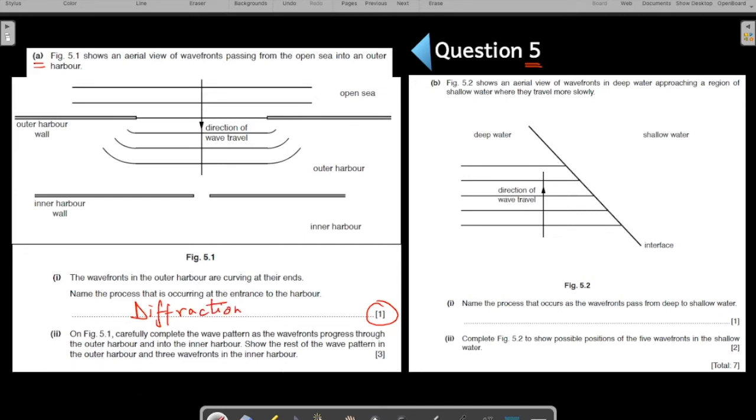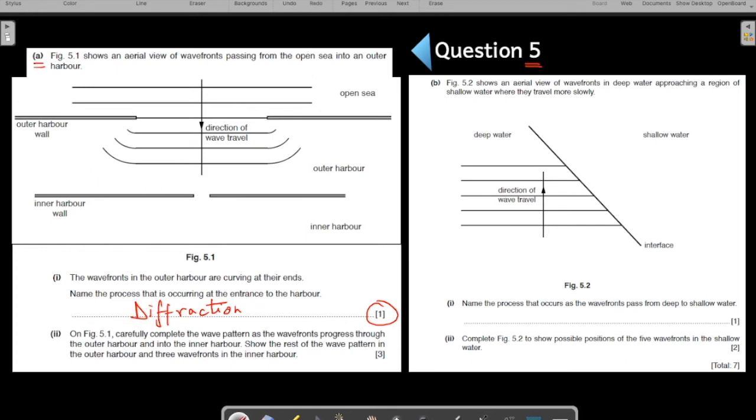Easy question. Let us come to the second part. On the figure, carefully complete the wave pattern on the wavefront as the wavefront progresses through the outer harbor. As the wavefronts are progressing towards the outer harbor and the inner harbor, show the rest of the wave pattern in the outer harbor and 3 wavefronts in the inner harbor. So there is some space here. You have to draw some wavefronts here. That's what the question is saying. And you have to draw some wavefronts here. So let us complete it. It's easy. Make sure that you're not changing the wavelength.